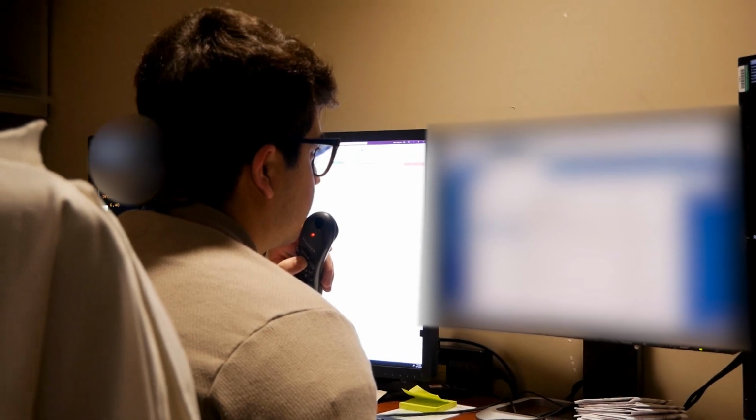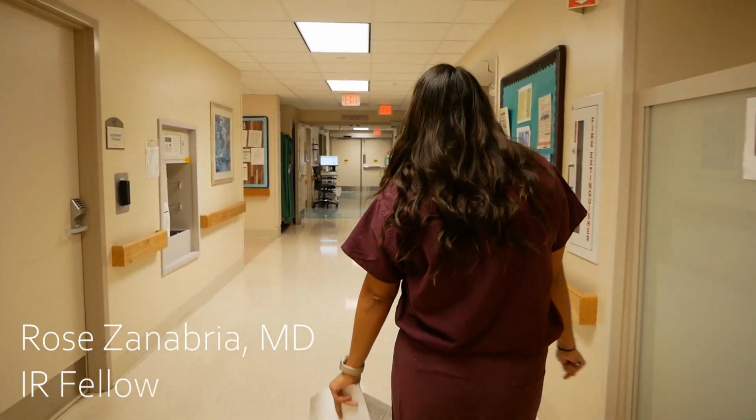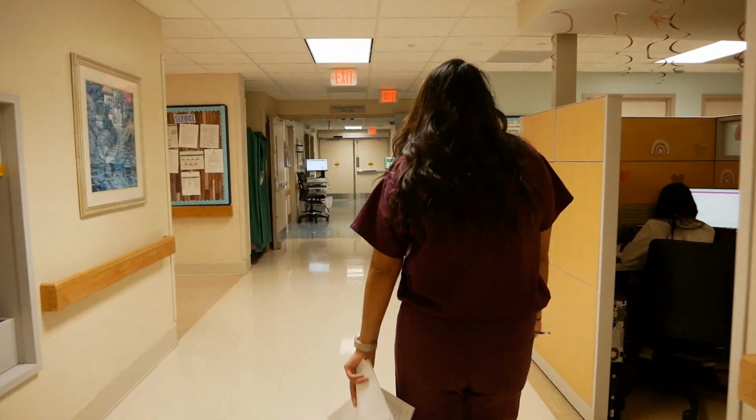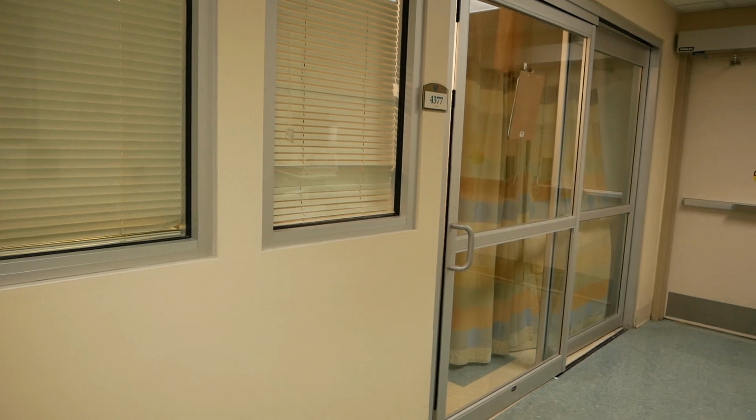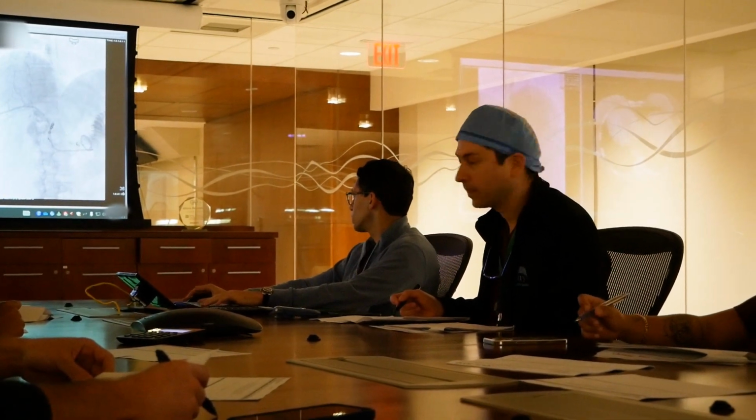Our mornings will start with us reading up on our patients for the day and looking for any new updates from our previous ones. Before our morning conference, we'll round on our patients to check in with how they're doing and talk about their upcoming procedure. In morning conference, we go over each of our patients and their imaging with our attendings.